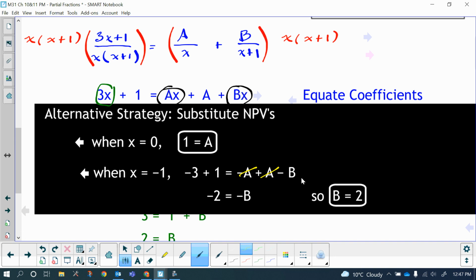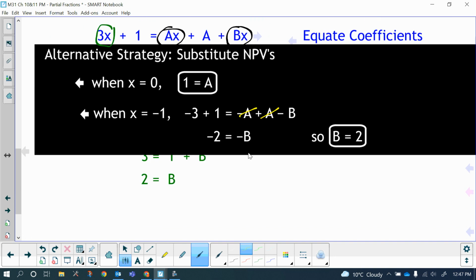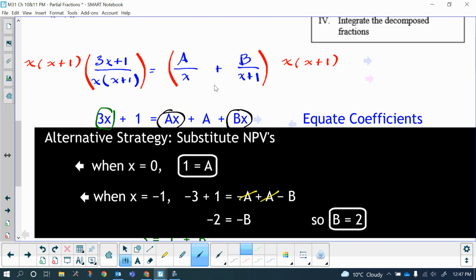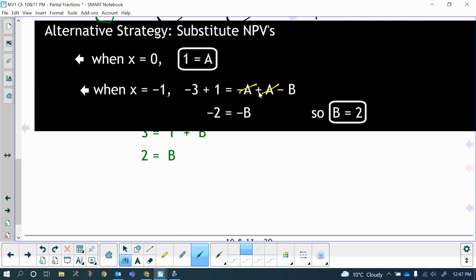This is kind of a nice strategy. It doesn't always work this simply, but often it does. So not a bad strategy to learn and to make use of. So that's an option. And we can use that to figure out our values for a and b in this partial fraction expression here.